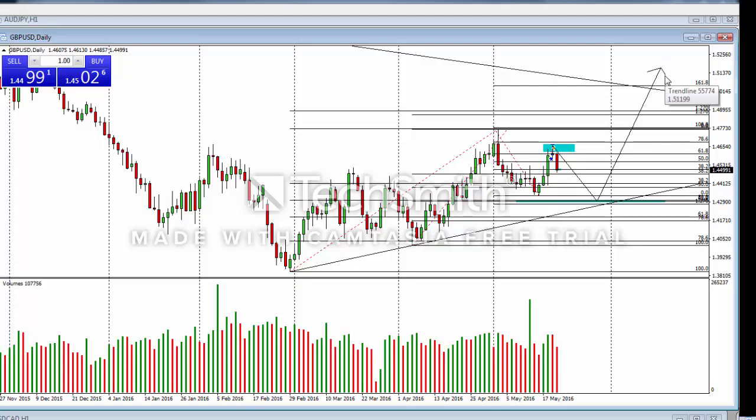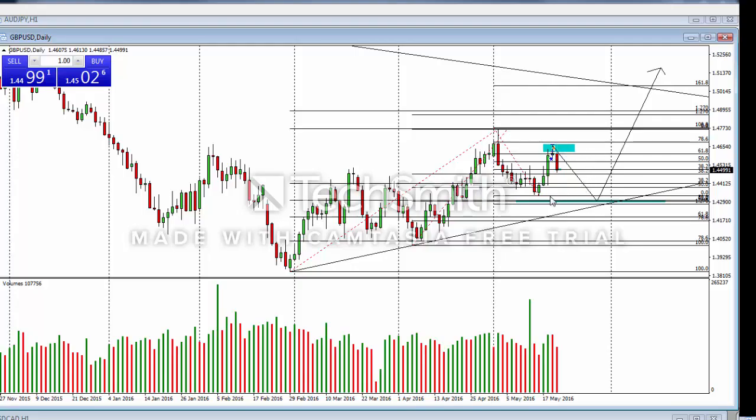But this is a bit of a longer term play, still 10 pip stop, but this is what I'm thinking over the next few weeks. So more than likely we're going to come down and touch that this week, and then hopefully that's going to be the next month leading into the referendum, and that's my game plan.